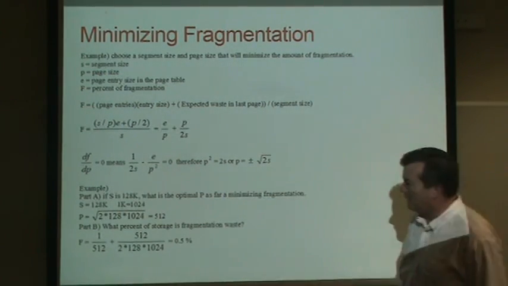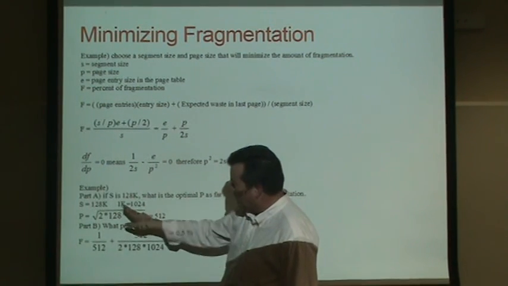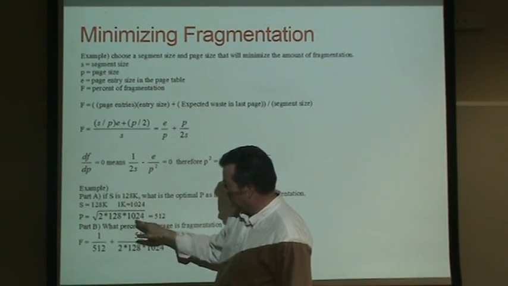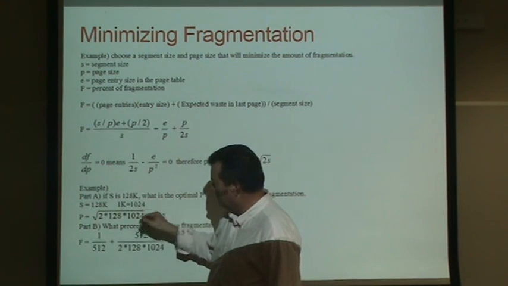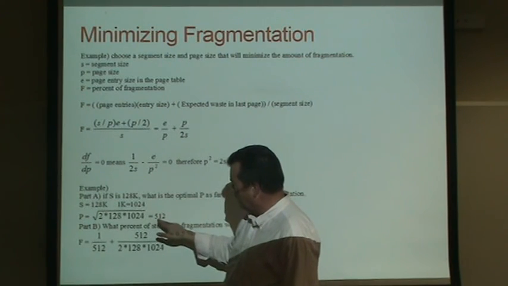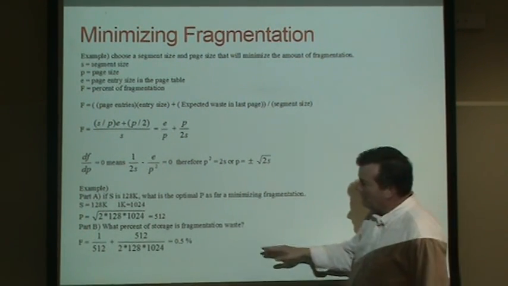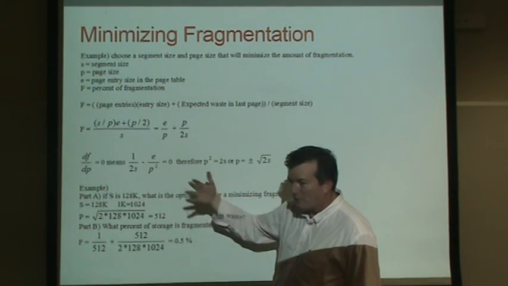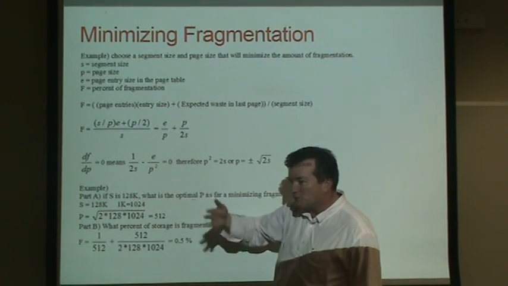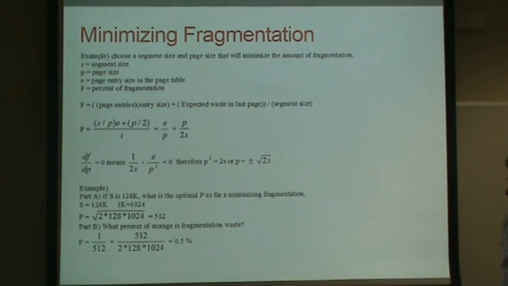segment. So for example, if the segment was 128K, and we were using 1K page size, and no, 1K is 1024, then the best page size would be 512. The other thing is, if this computation ever came out to a number that wasn't a perfect power of 2, you should move it to the closest perfect power of 2, because it's always faster for translation if your page size is a perfect power of 2.